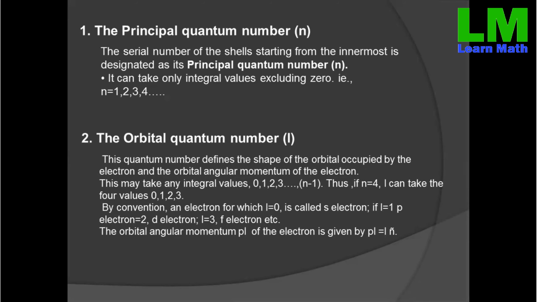By convention, an electron for which L is equal to 0 is called an s electron. If L is equal to 1, it is called a p electron. If L is equal to 2, a d electron, and so on. The orbital angular momentum PL of the electron is given by PL is equal to Lħ.